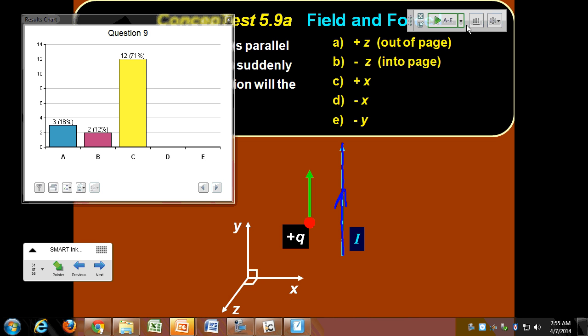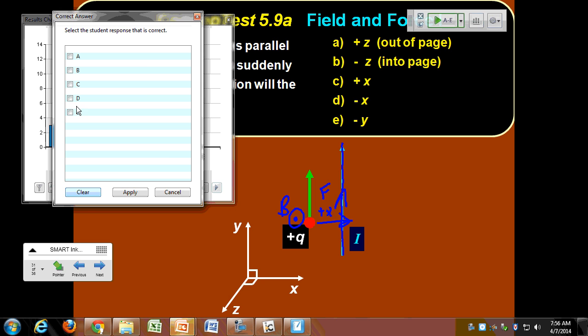All right, so the magnetic field due to this wire is out of the page. You have velocity up, magnetic field out of the page, so it's going to be to the right, which is the plus x direction. So the force that it feels is to the plus x. So C is the right answer.